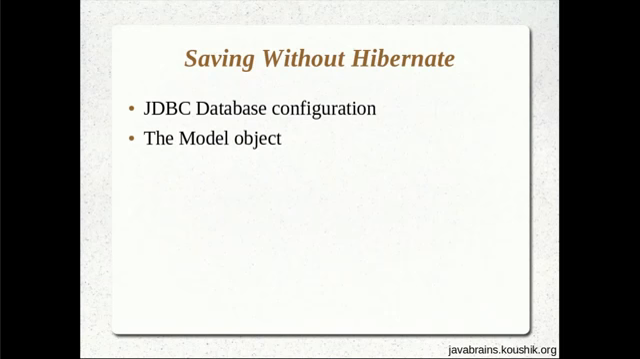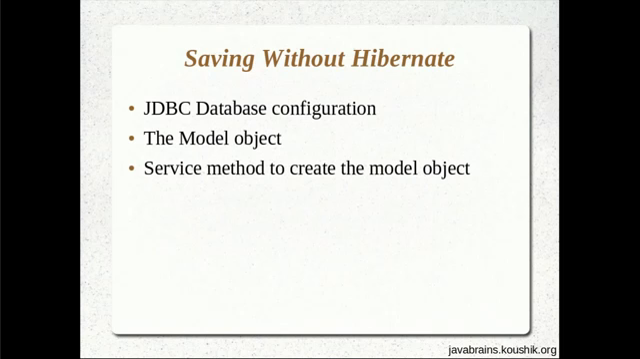Okay, next we need to write the model object, which is the object that we want to save. Let's take an example user object. This is the example that we took earlier. In order to save the user object, first we need to have the object in place. We need to write the class. Next, we need to have a service method that instantiates this model object. We need some method which provides the values to the object and creates an object in the first place, which is required to be saved.